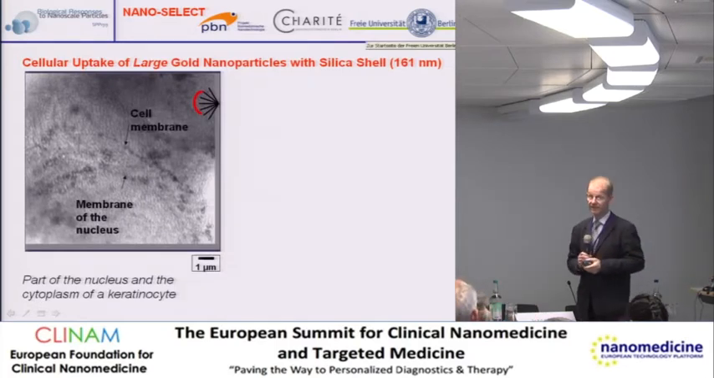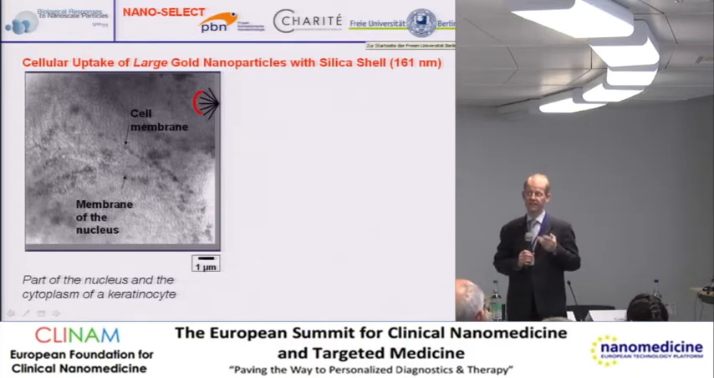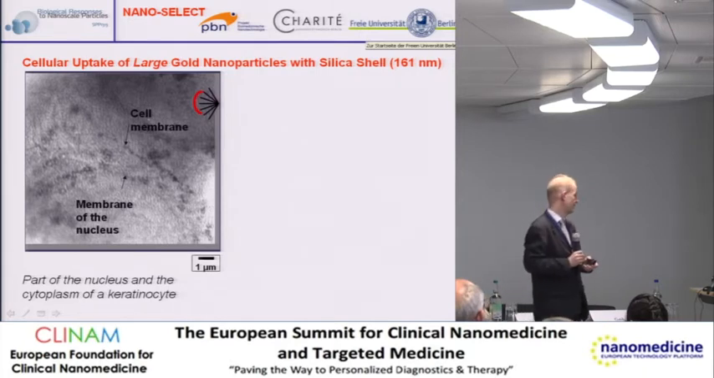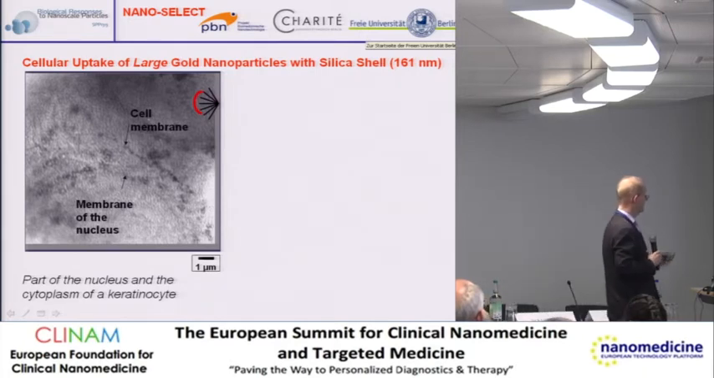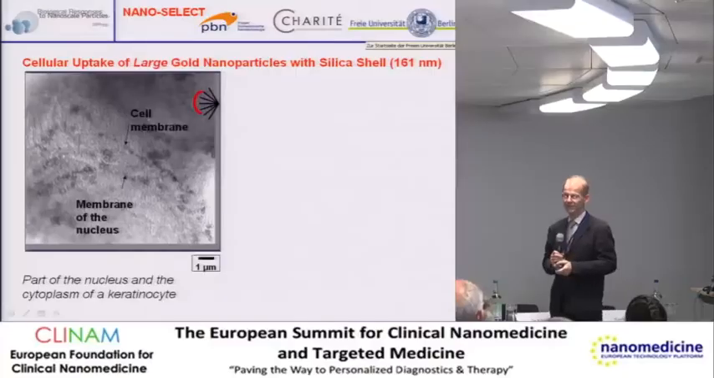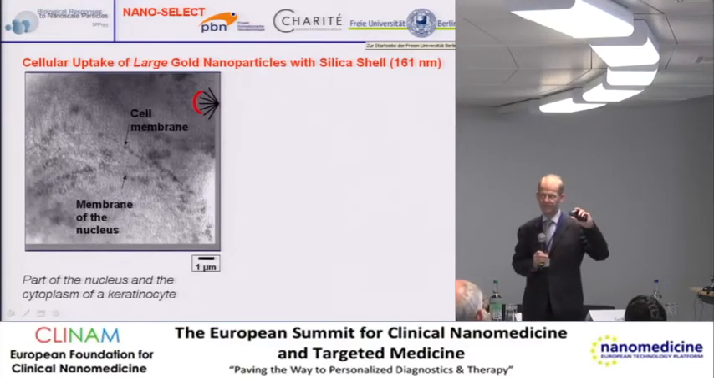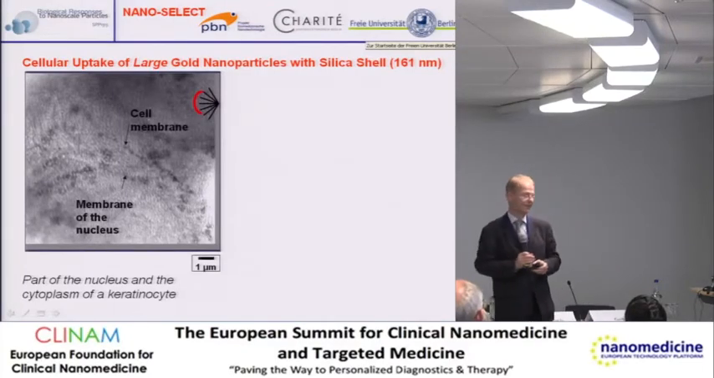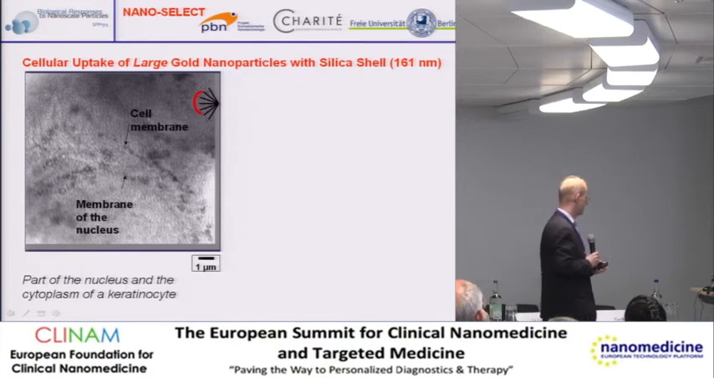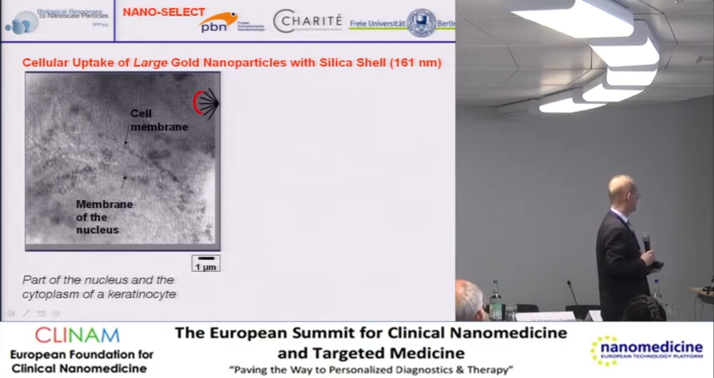Even more exciting is the possibility that one can get three-dimensional information from X-ray microscopy. This technique has the advantage that entire cells can be investigated, because the samples can be much thicker than in electron microscopy, and also wet samples can be investigated. And we're wondering in keratinocytes whether there is uptake of the particles into the nucleus or not.